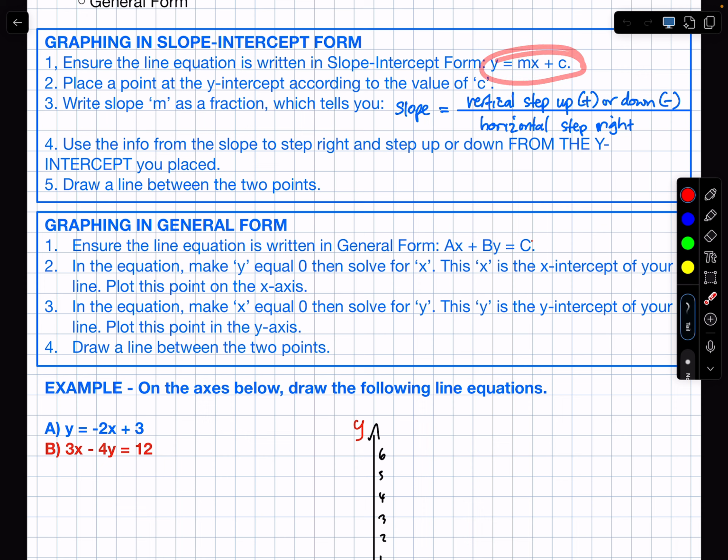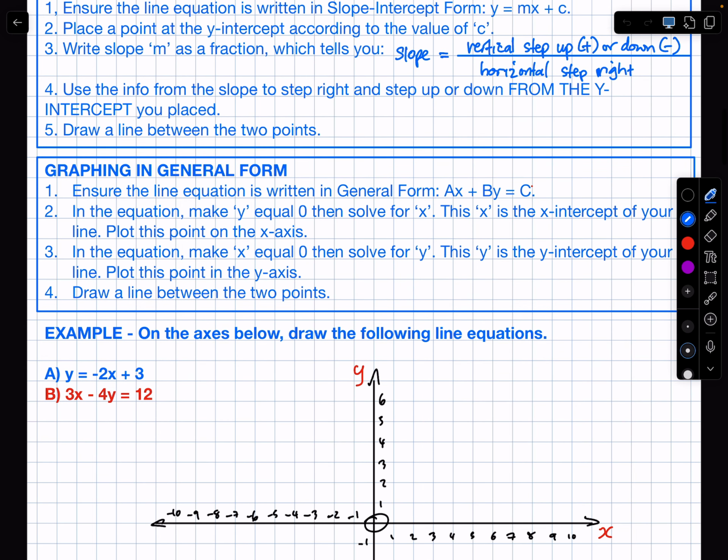Step 2: place a point at the y-intercept according to the value of c. In this blue equation, which number is c? Is it the -2 or the 3? 3. So I put a dot on the y-axis at 3. Is one dot enough info to draw a line yet? I know the line goes through there, but I don't know what direction it is. So that's why, step 3, write the slope as a fraction.